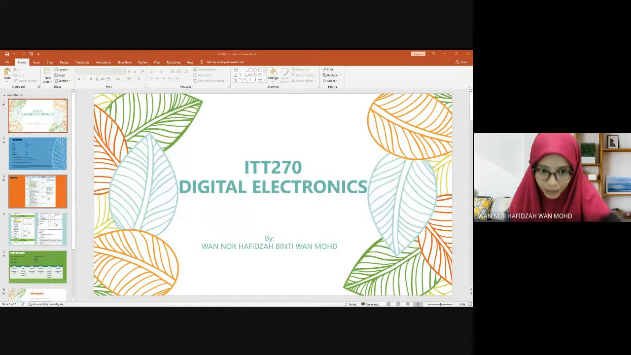Okay. So this is ITT270 Digital Electronics. This is my name. I think you can also refer to the class list. My name is there, Wanur Hafizah binti Wan Muhammad. ITT270 is Digital Electronics for diploma level, and Digital Electronics also exists for degree level. For diploma level, the unit is 3 and the contact hour is 4. That's why we have a 2-hour slot plus another 2-hour slot.